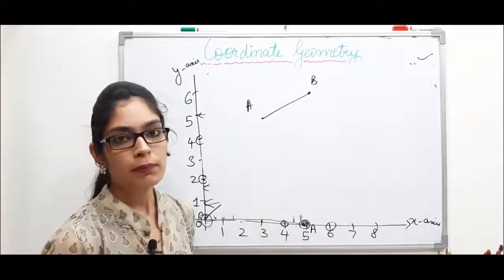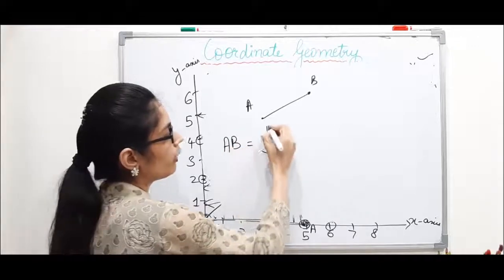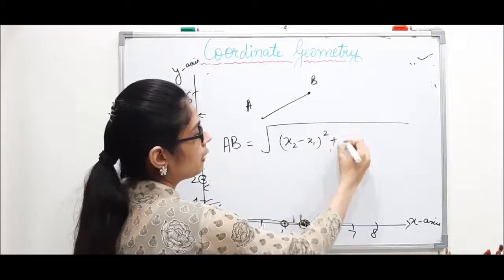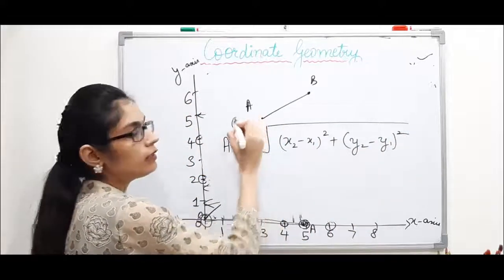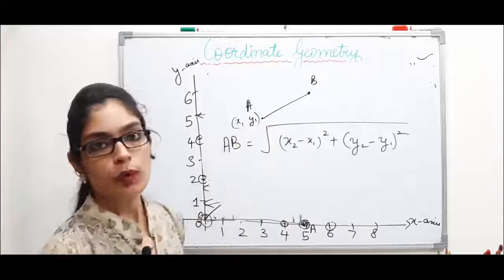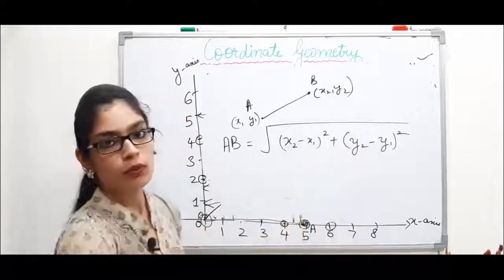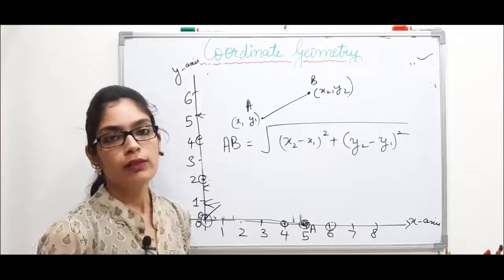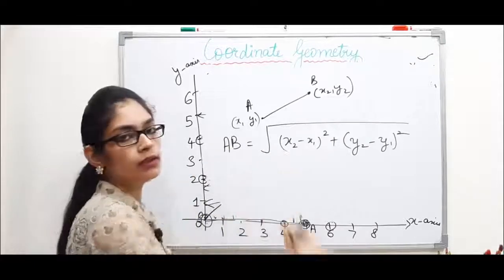Here one simple formula is given to you: the distance AB is equal to the square root of x2 minus x1 whole square plus y2 minus y1 whole square. Here the coordinates of point A are given by x1, y1, and the coordinates of point B are x2, y2. So this formula has been given to you. Directly you can apply this formula and find the solutions of the exercise, but I will help you to find out how we got this formula.